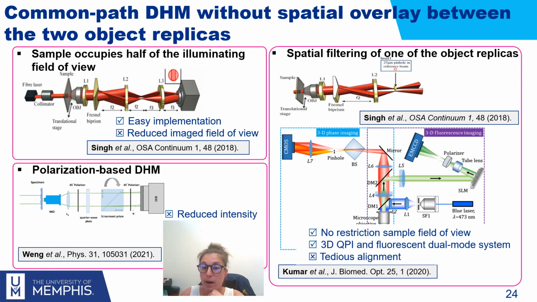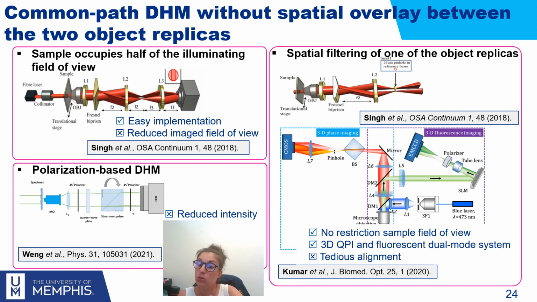The other approach is to somehow filter one of the object replicas. That means introducing a relay system and, in the Fourier plane of the microscope, inserting a pinhole. What the pinhole is going to do is restrict the frequencies coming from one of the replicas in order to create this kind of uniform reference wave.